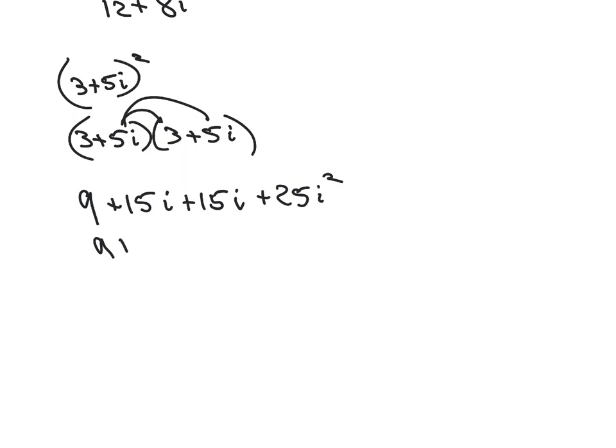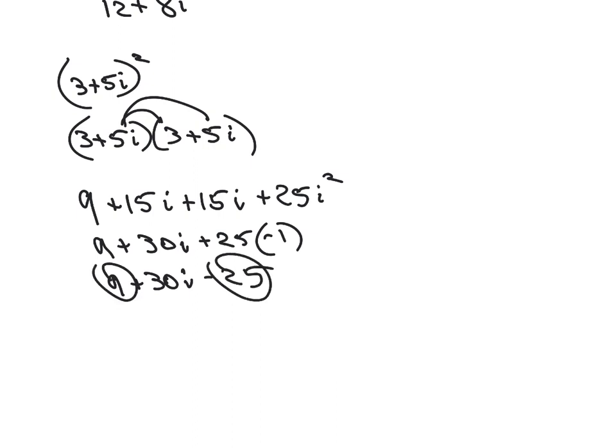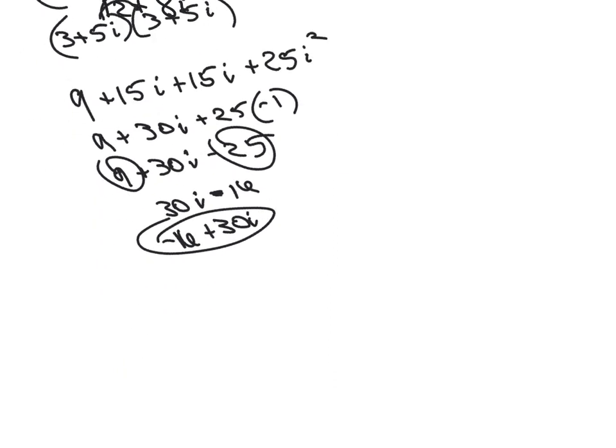So that gives me 9 plus 30i plus 25i squared, and i squared is -1. So 9 plus 30i minus 25. Combine that, and I get 30i minus 16, I have to switch those around, so minus 16 plus 30i. And that's what I get for an answer. Don't forget to switch them around so that the real part is first.